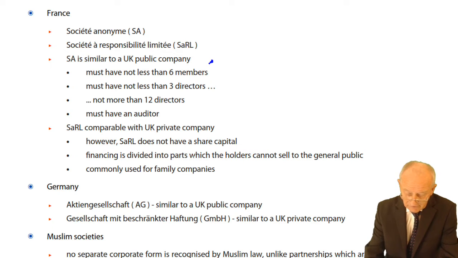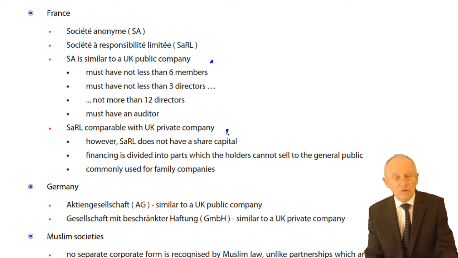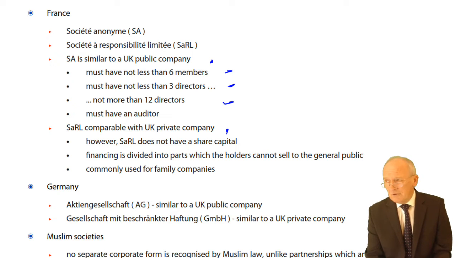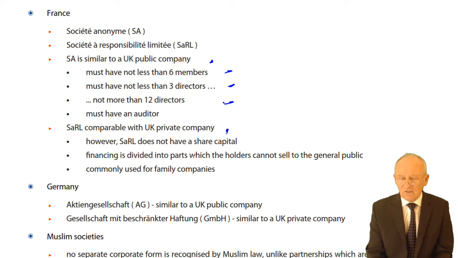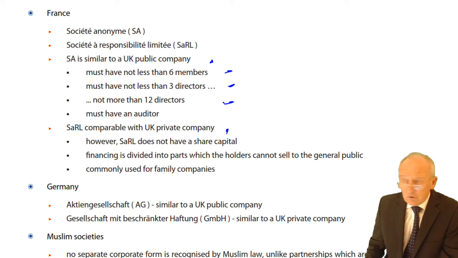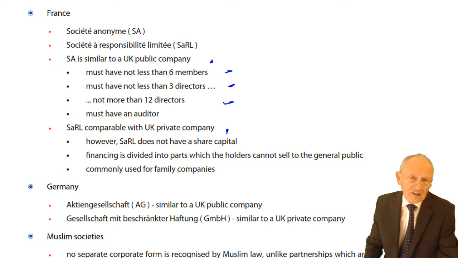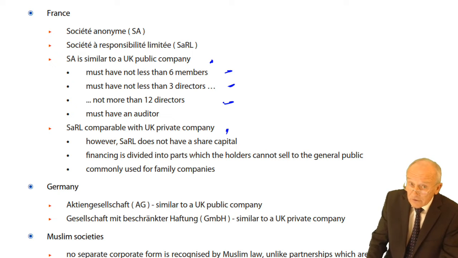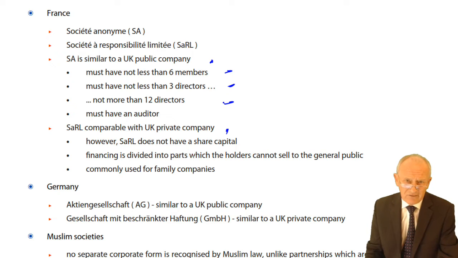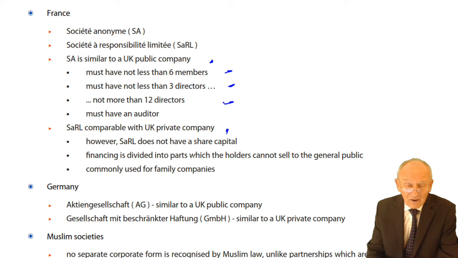Similar to a UK public company, a Société anonyme; à responsabilité limitée is the French equivalent of a private company. The numbers differ, must have not less than 6, not less than 3, not more than 12, must have an auditor. But it surely cannot be an important element of any F4 examiner's mindset to say it is really important that you international students should be aware that a French Société Anonyme should have no more than 12 directors, or it should have no less than 3 directors. And for heaven's sake. So I'm not going to go any more on that.